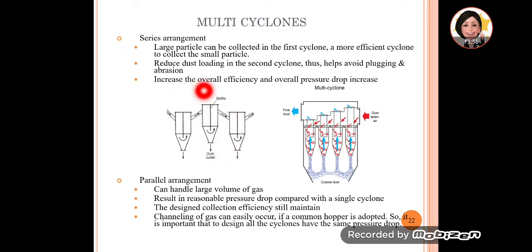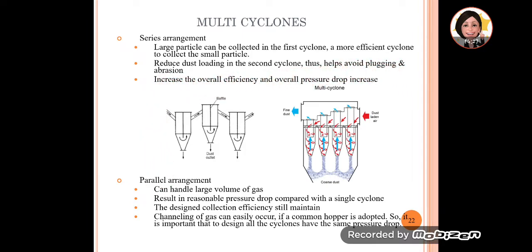So this can increase the overall efficiency, and the overall pressure drop increases. And this series also reduces dust loading into the second cyclone. That means you don't have a very high load of dust that goes into it. The bigger particles have been removed here, so there's a smaller range and lower dust loading that goes into the second cyclone. So this avoids problems like plugging and abrasion.